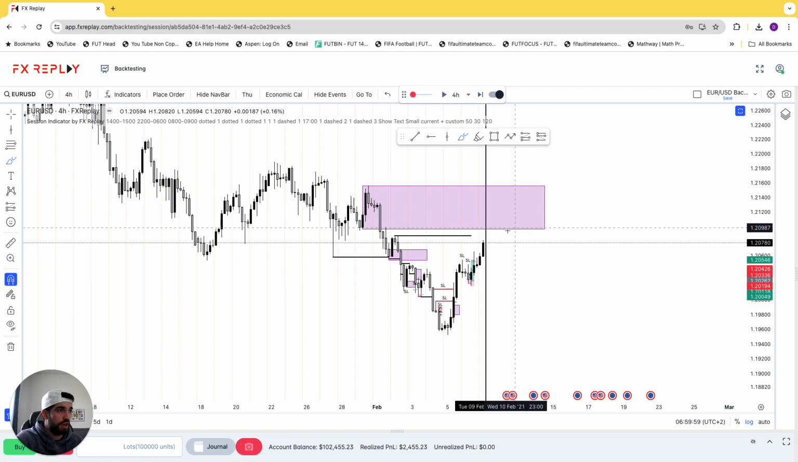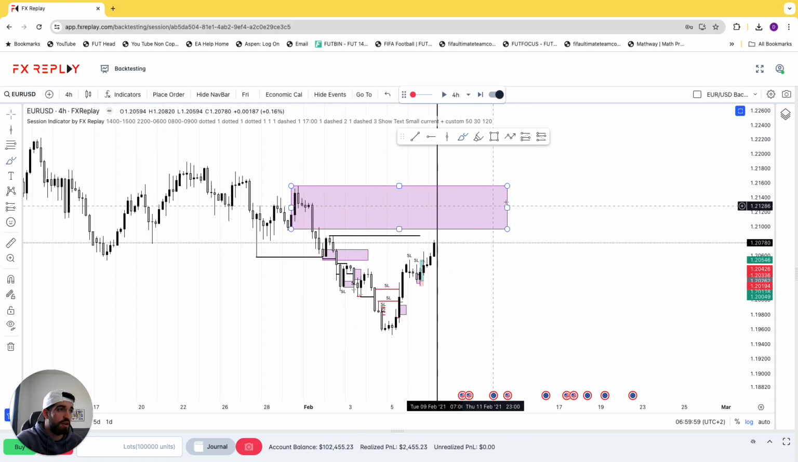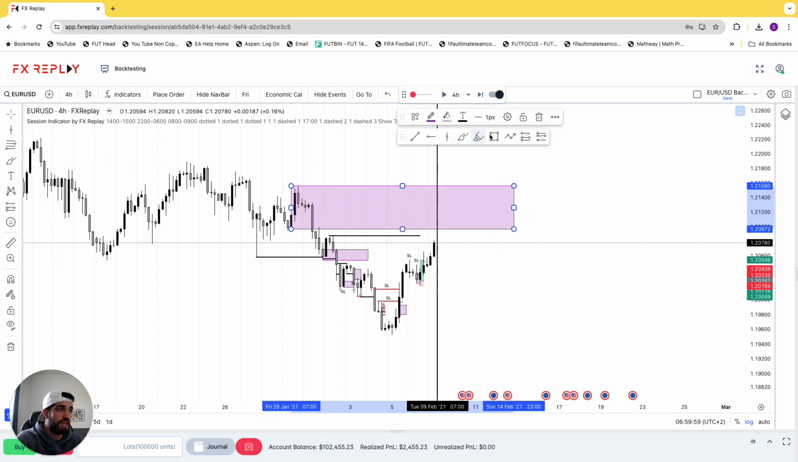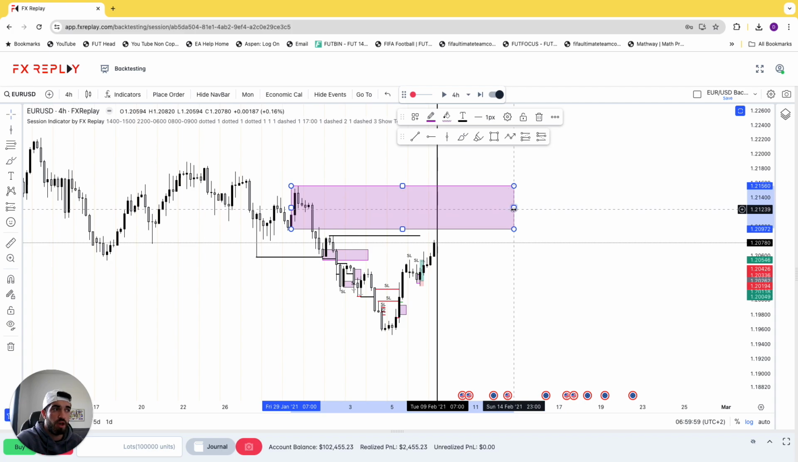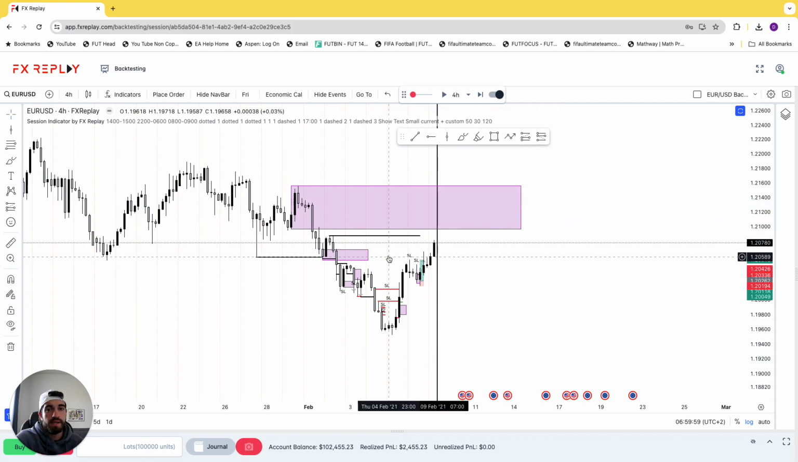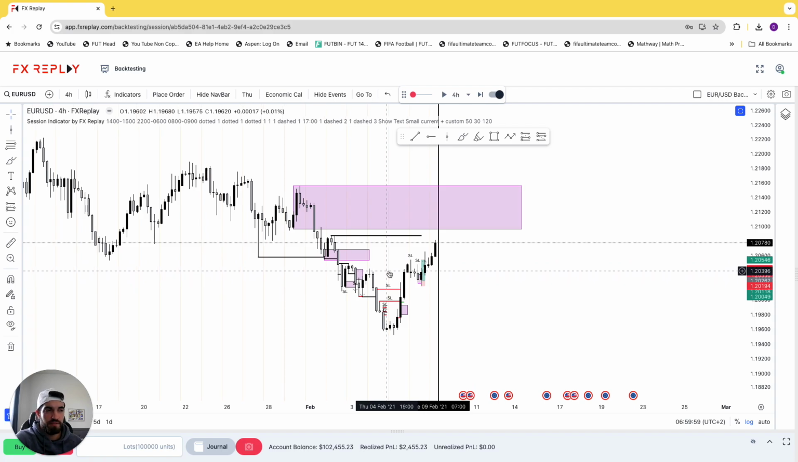Now, another thing I love to do on the higher time frame at the start of every week is mark out not only zones I can react from. So I'm going to mark this out as a POI. And for those who don't know what a POI is, point of interest, just to keep everything clear and transparent.